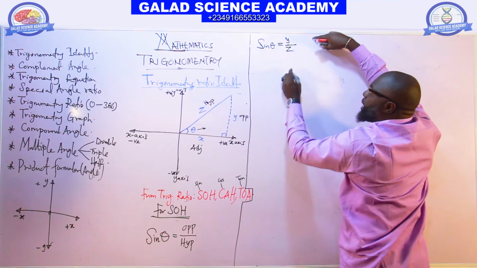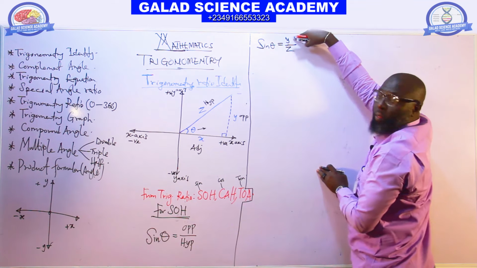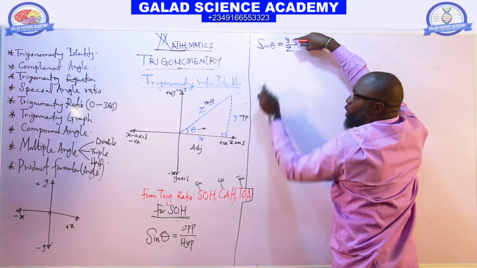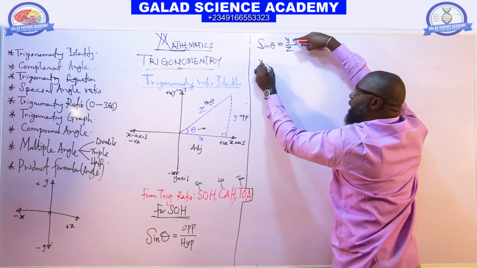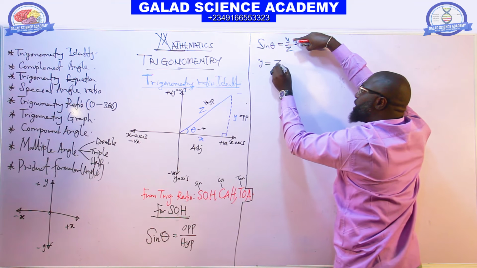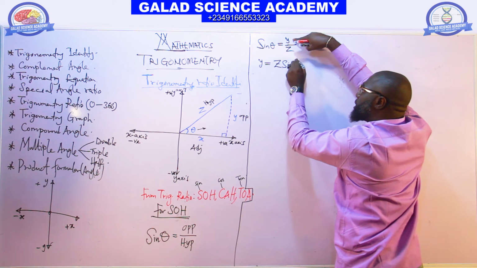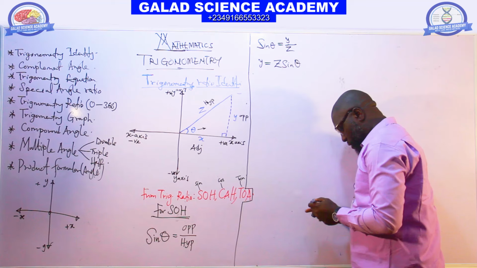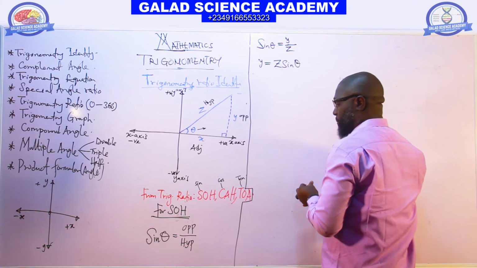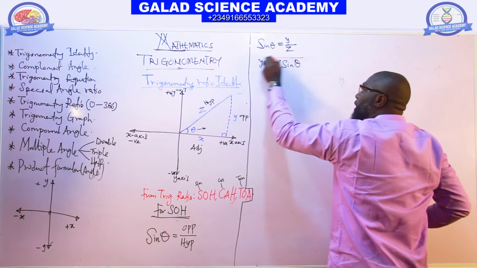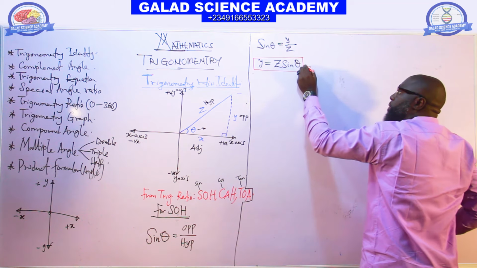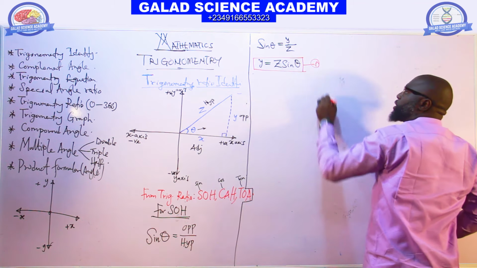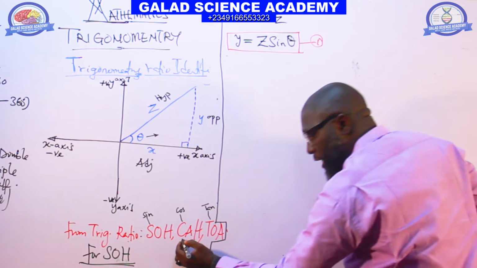So from this expression, let us make y the subject of the formula because we are looking for y. You now have y equal to z sine theta. So let us call this equation 1.